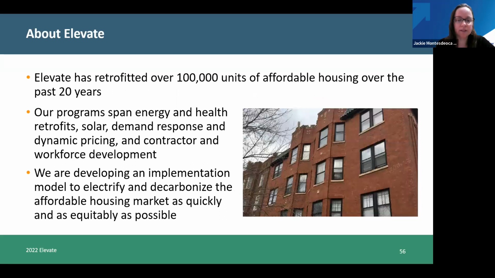On the affordable housing side of our work, we've retrofitted over 100,000 units over the past 20 years, and our programs also span energy and health retrofits, solar, demand response, dynamic pricing, and we're working on figuring out how electrification fits into this. So go to the next slide.